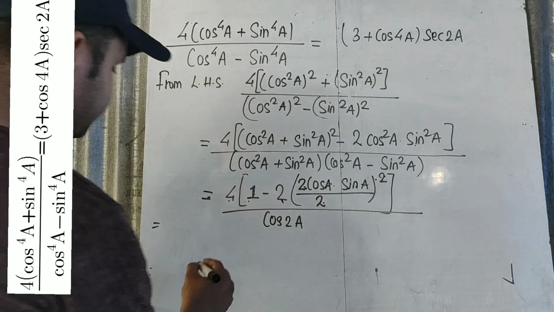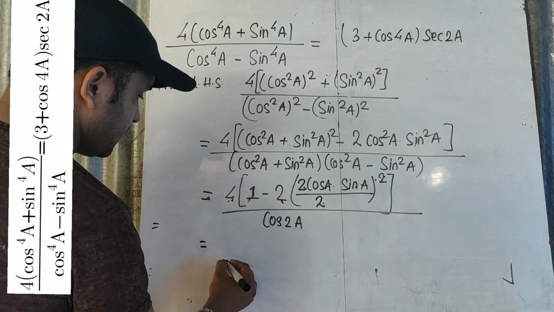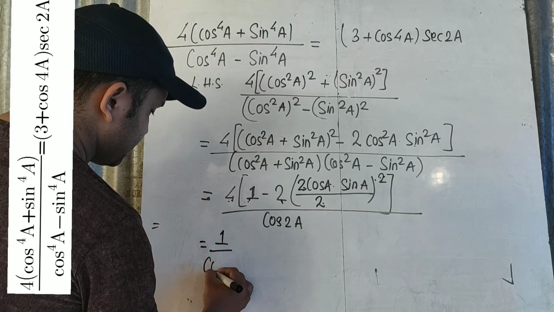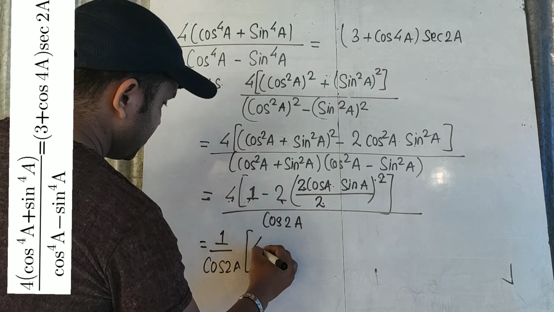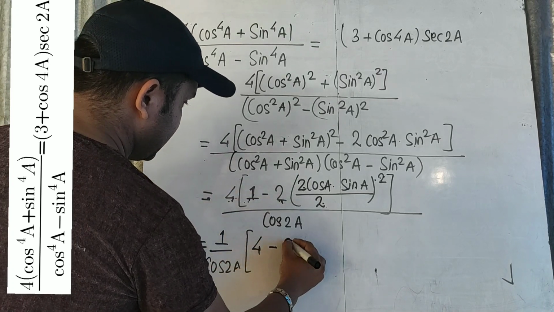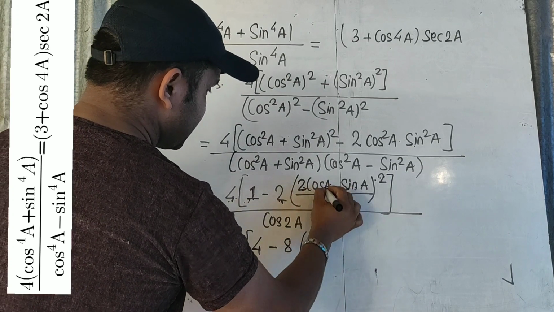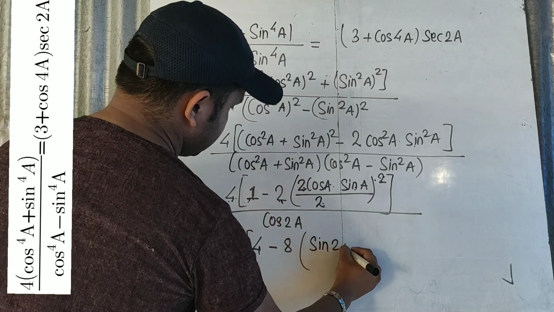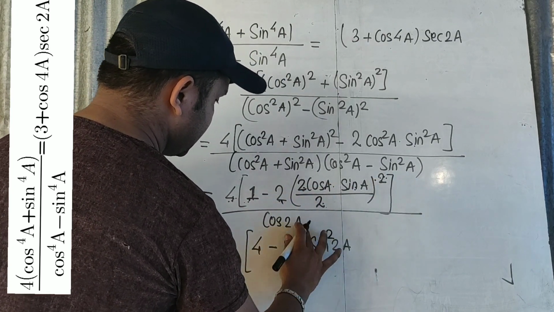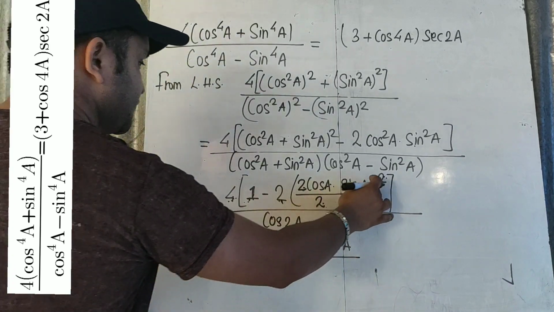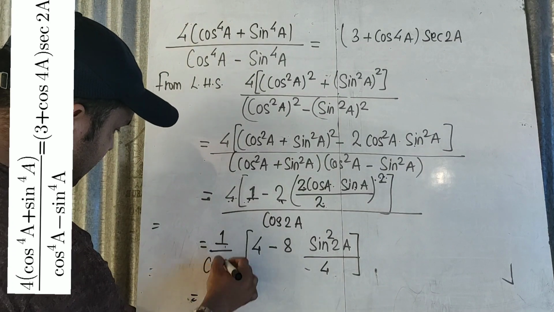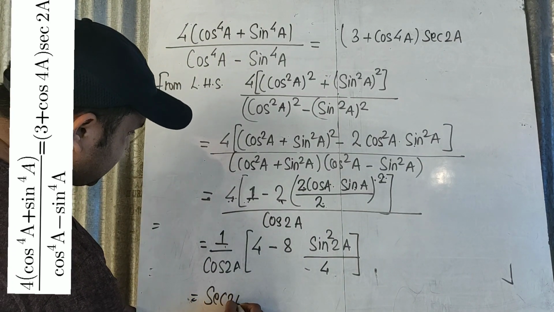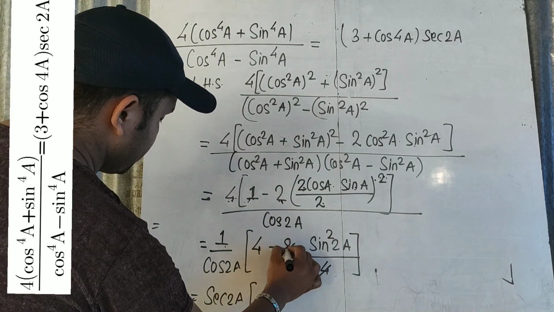Okay, from here, 4. You can put here 1 by cos 2a separately. What is left here is 4 into 1 is 4, minus 4 into 2 is 8. 2 sin a cos a is sin 2a. You also have the square here, 2 square is 4. You got these things here. 1 by cos 2a is sec 2a. 4 into 1 is 4, 4 into 2 is 8.